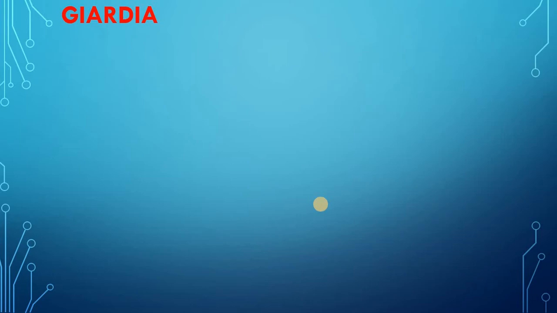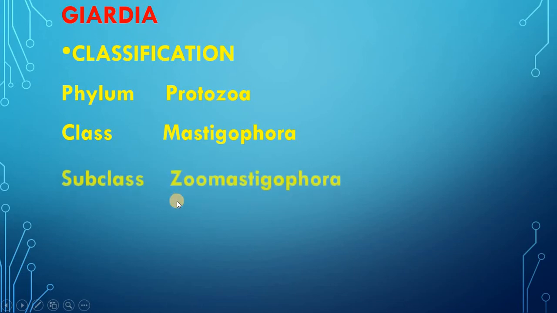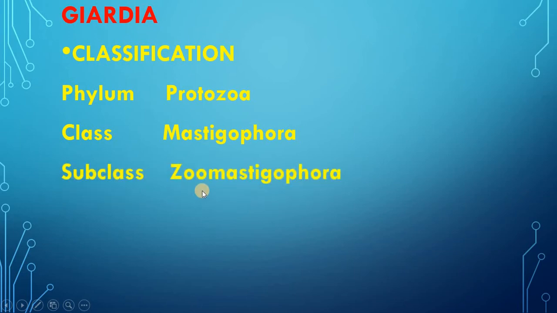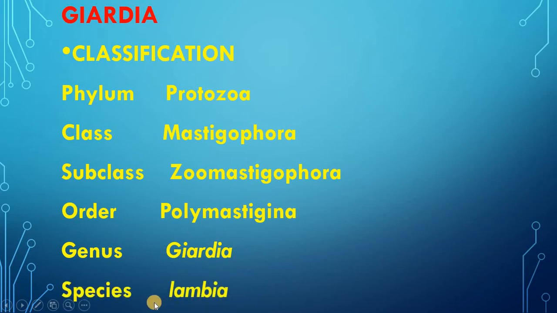Giardia. First, we will discuss its classification. Phylum Protozoa, class Mastigophora, subclass Zoomastigophora, order Polymastigina, genus Giardia, species lamblia.